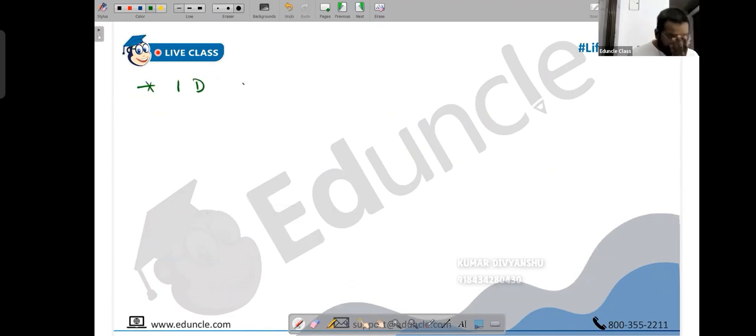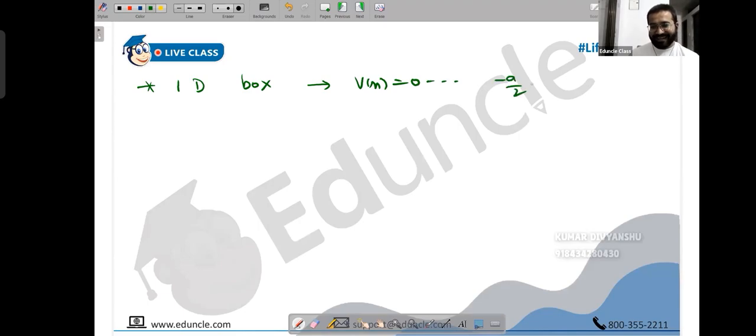A 1D box which is symmetric. Let's say the range where V of x is 0 is from minus a by 2 to a by 2. Let me speak slowly. 1D box, V of x is 0 from minus a by 2 to a by 2.